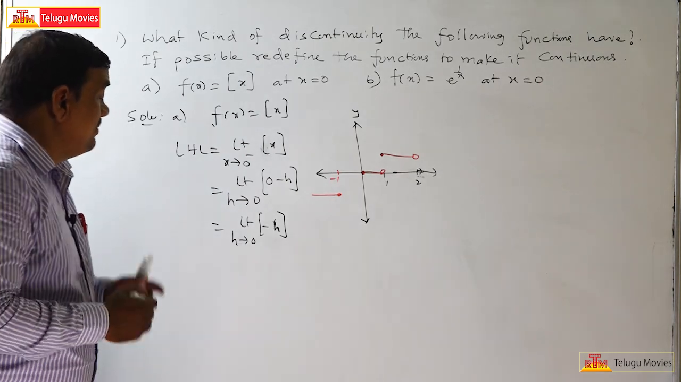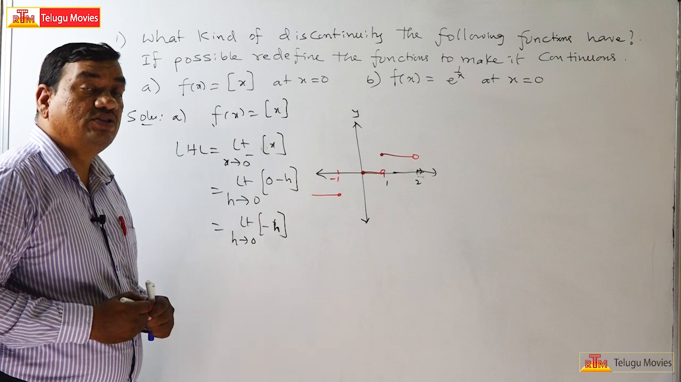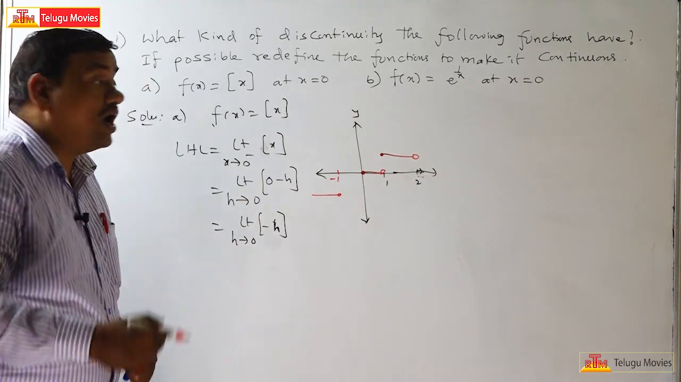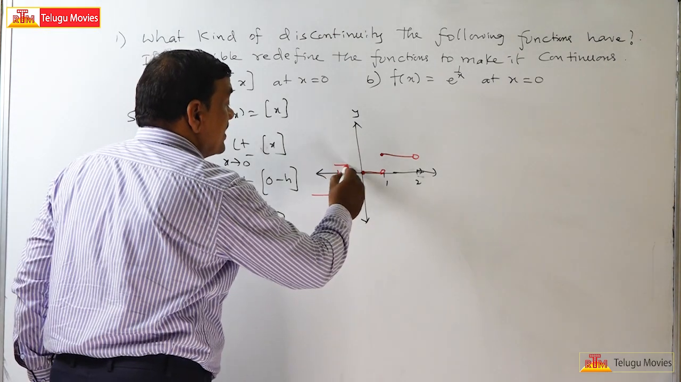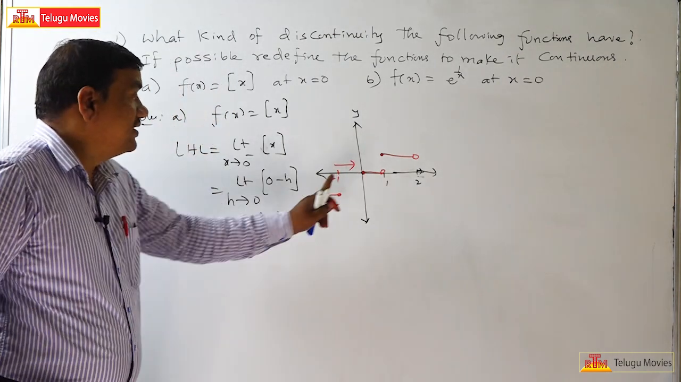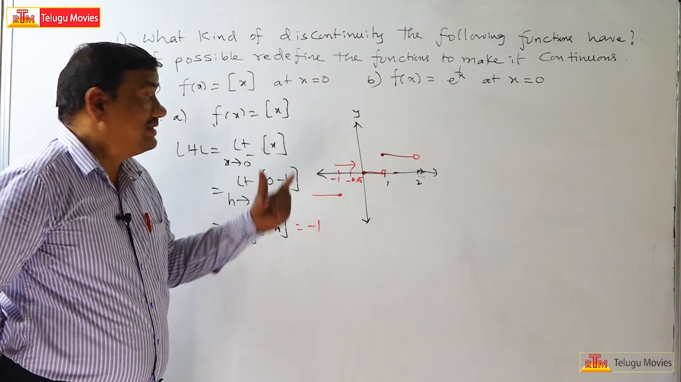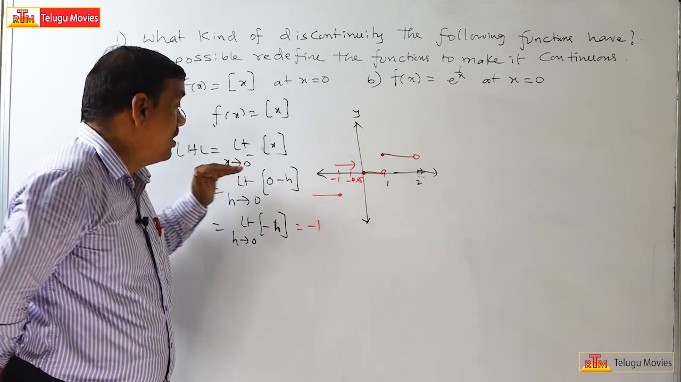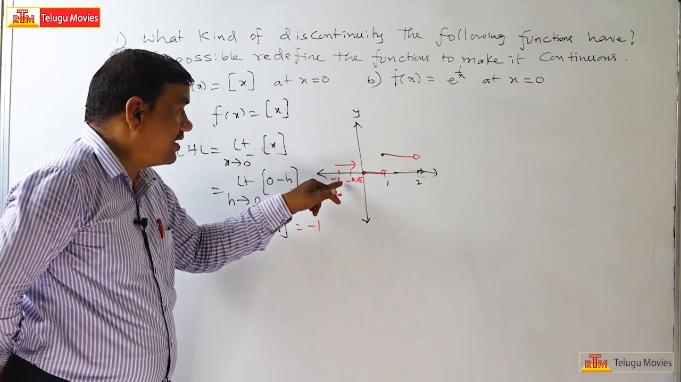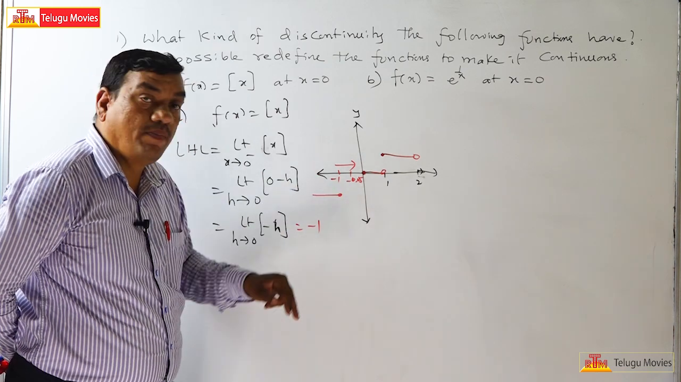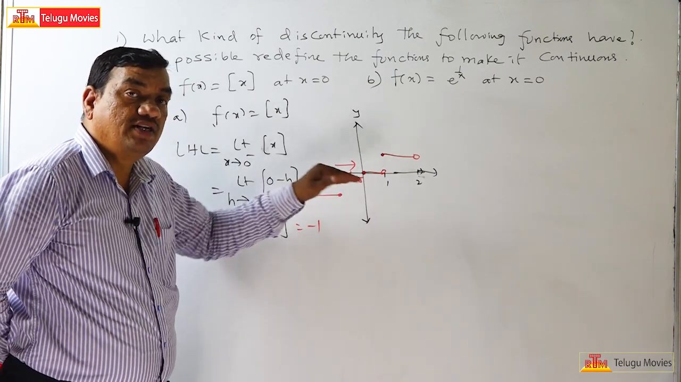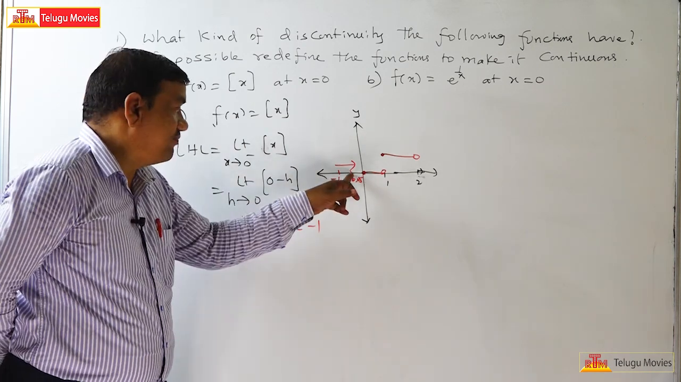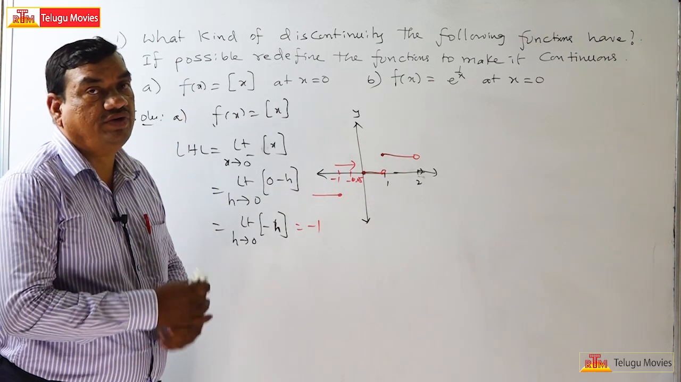Now limit h tends to 0, step of minus h means what? x tends to 0 minus means you are approaching 0 from the left hand side. That means for limit x tends to 0 minus step of x, as you approach from the left side, that is minus 0.5, minus 0.4, minus 0.1, what is its step value? Minus 1. The step value is minus 1.